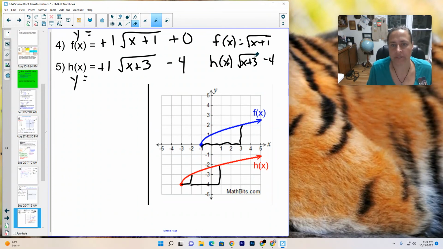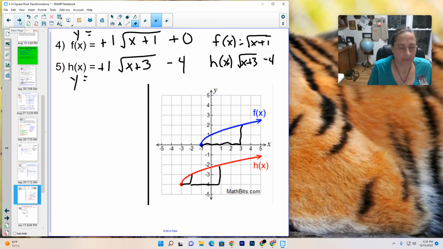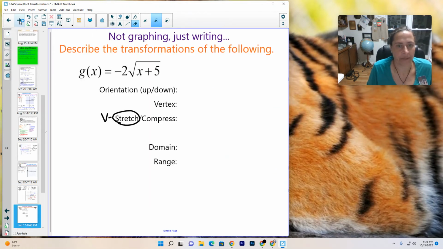Remember that square root symbol needs to go over the entire thing, or you need to use parentheses to make that very clear. Again, pause if you didn't get that yet, and make sure that you're following along on how to make those happen. All right, describe the transformation.